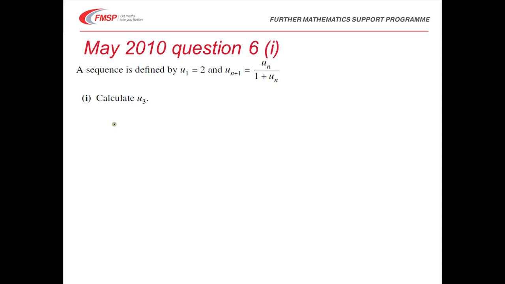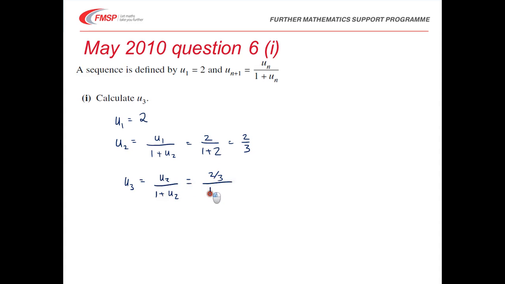So first of all, calculating U3, where we know that U1 is equal to 2, U2 is equal to U1 over 1 plus U1, so that's 2 over 1 plus 2, which is 2/3, and U3 is equal to U2 over 1 plus U2, so that's 2/3 over 1 plus 2/3, which is 2/3 divided by 5/3, 2/3 times 3/5, which is 2/5.